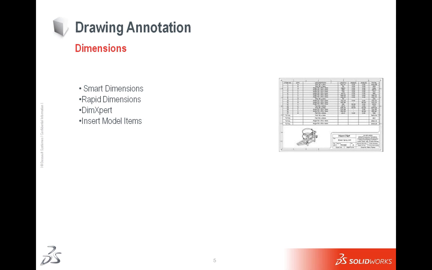More dimension information. Now we're going to focus on smart dimensions and introduce some of the options contained within smart dimensions. I'm not going to go through smart dimension as it relates to design of a solid model, but more how it interacts on the drawing level. There's a couple options within that, one called rapid dimension, and there's also DimExpert. I'm going to show each of those, and then we're going to cover the insert model items tool.